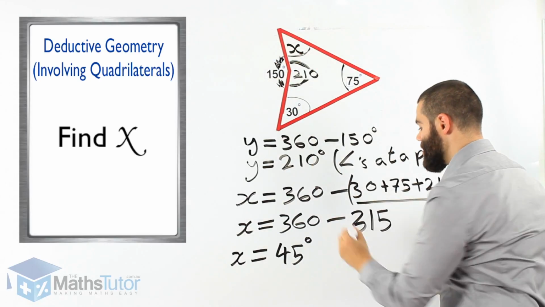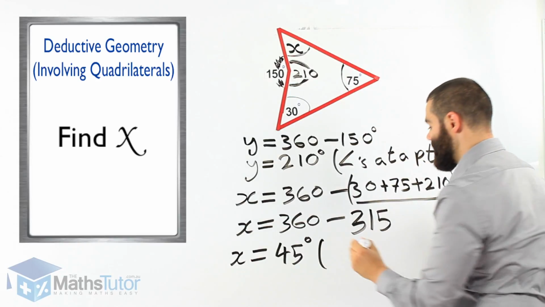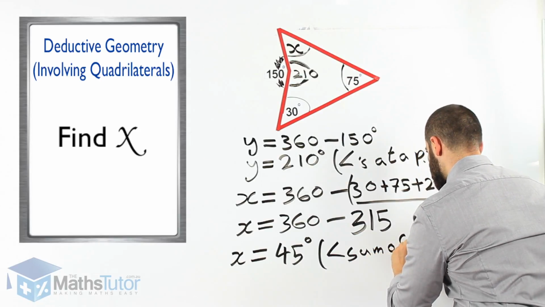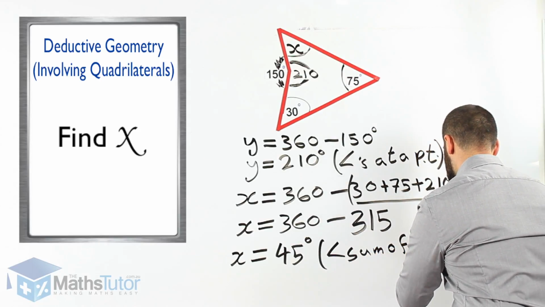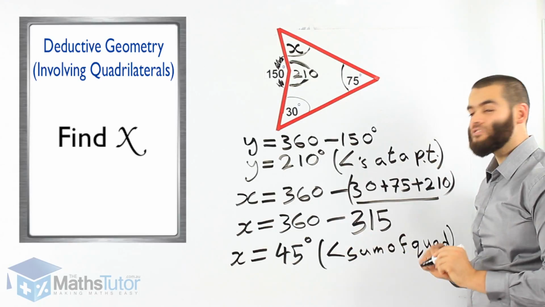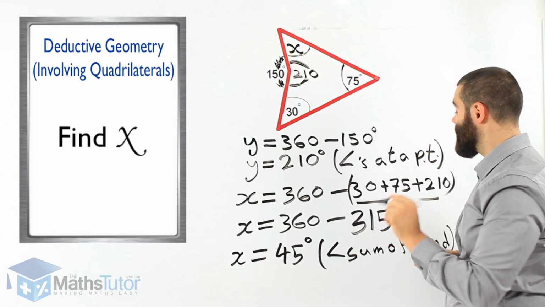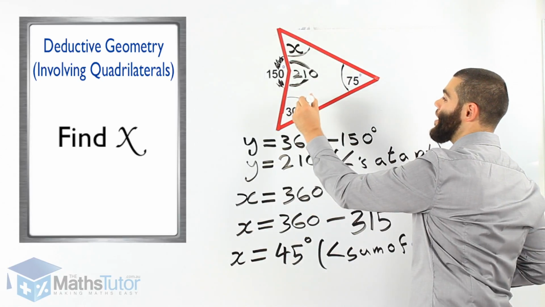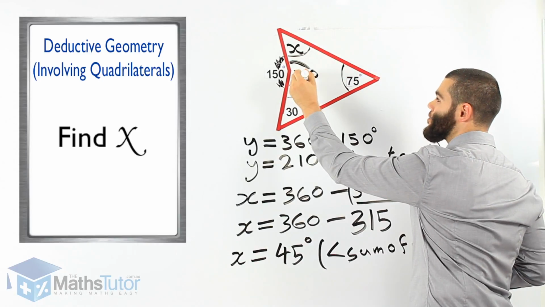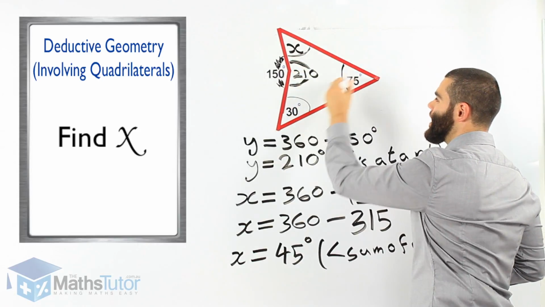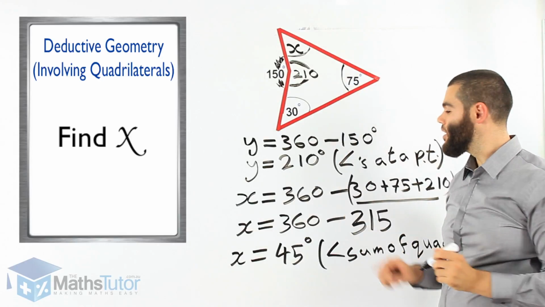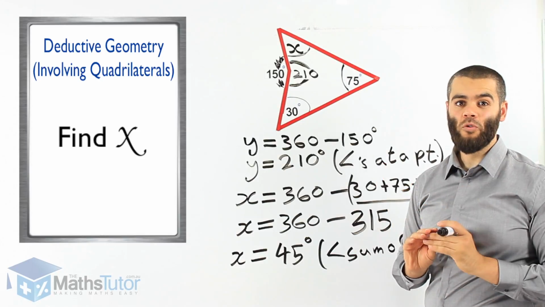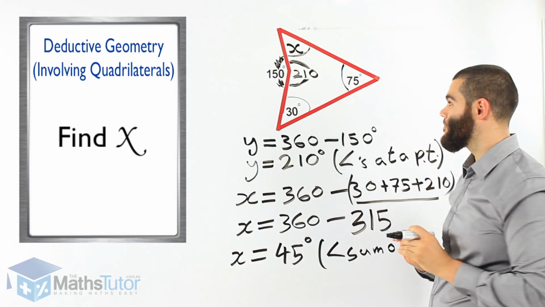45 degrees there. What do we write? We write angle sum of a quad, for quadrilateral. The reason is angle sum of a quad. We know quadrilaterals add up to 360 degrees. 360, take away the 30, take away the 75, take away the 210. The three angles in our quadrilateral, we're going to be left with the fourth angle marked with an x. X is 45 degrees. So before we move on, let's quickly look at it one more time.